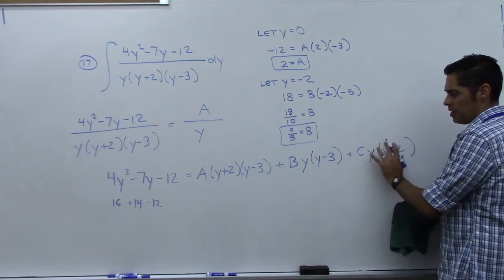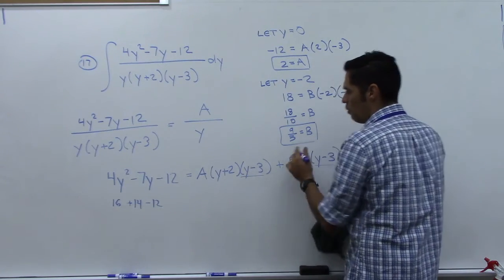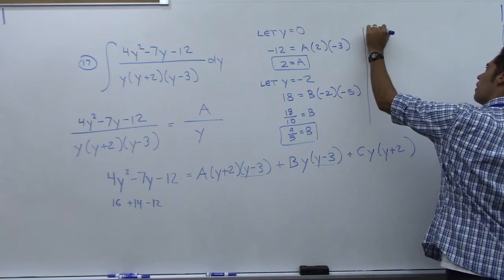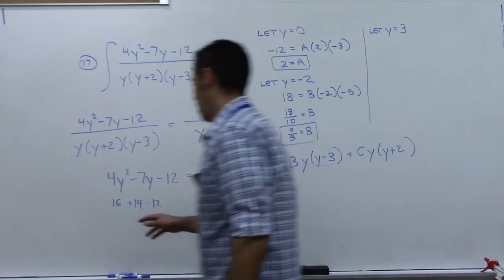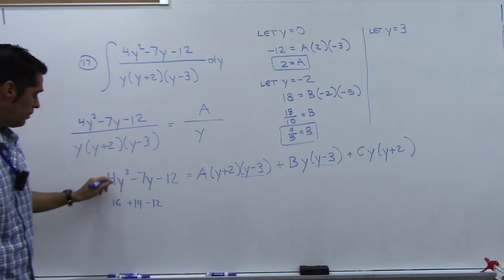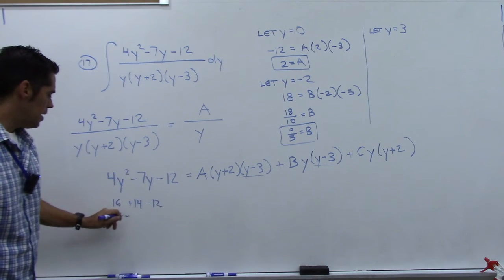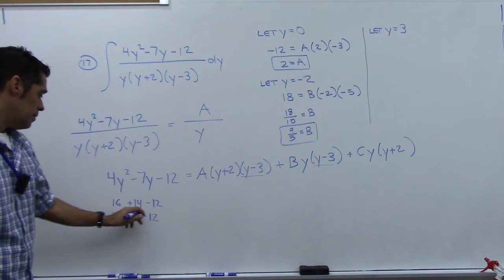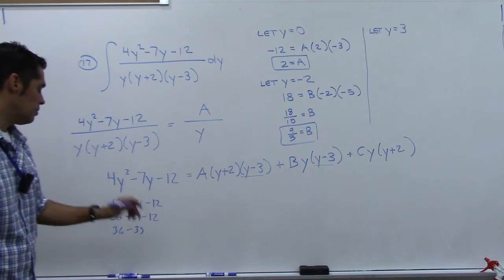We want to preserve C and kill these off. To kill these off, they both have a y minus 3 factor, so I'll let y be 3. So that'll be here. Y is 3. All right, so let's see, y being 3 here. 3 squared is 9. 9 times 4, 36. Y is 3. Minus 7 times 3 is 21. Minus 12. 21 minus 12 is negative 33. 36 minus 33 is 3.